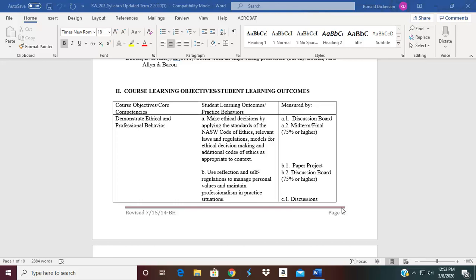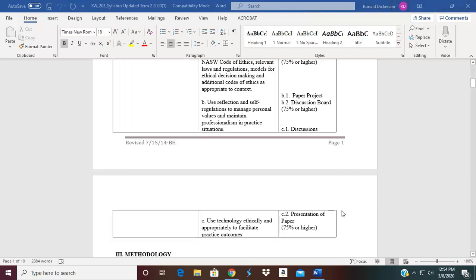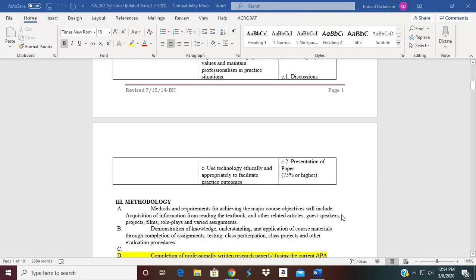And how's it going to be measured? It's going to be measured by a midterm and final exam. You're going to have 8 or 7 discussion board questions, and you also have to do a paper project in this course, and I'll talk a little bit more about that as we go on down through the rest of the syllabi. And then, of course, the use of technology. So when you take this course, you also have to do a presentation of your paper, and we'll talk a little bit about that also, but just be mindful of that.